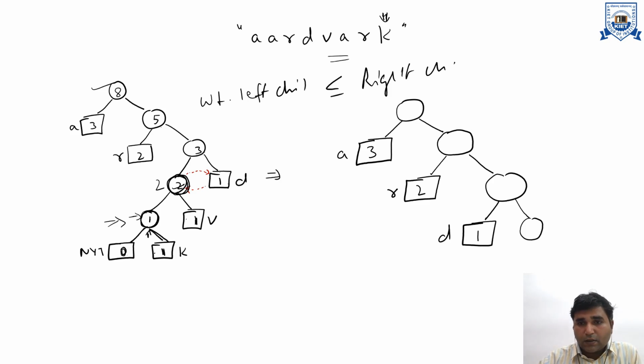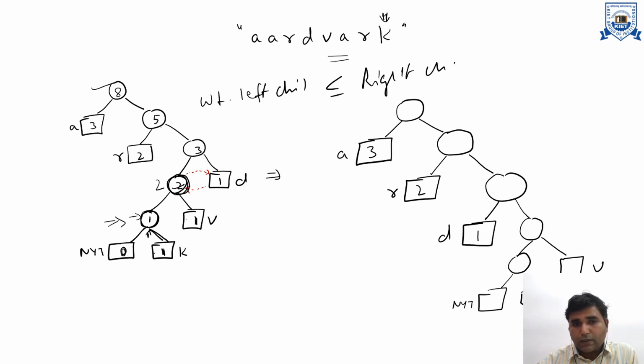Now again this intermediate node will be here, and this letter will be V on the right hand side. Again this is NYT, and this is letter K having the weight 1. Then 0 plus 1 is 1. We have the weight value 1, 1 plus 1 is 2. Then D has already weight value 1. So 1 plus 2 is 3, and 2 plus 3 is 5, 5 plus 3 is 8. Okay. Now this is our updated tree.